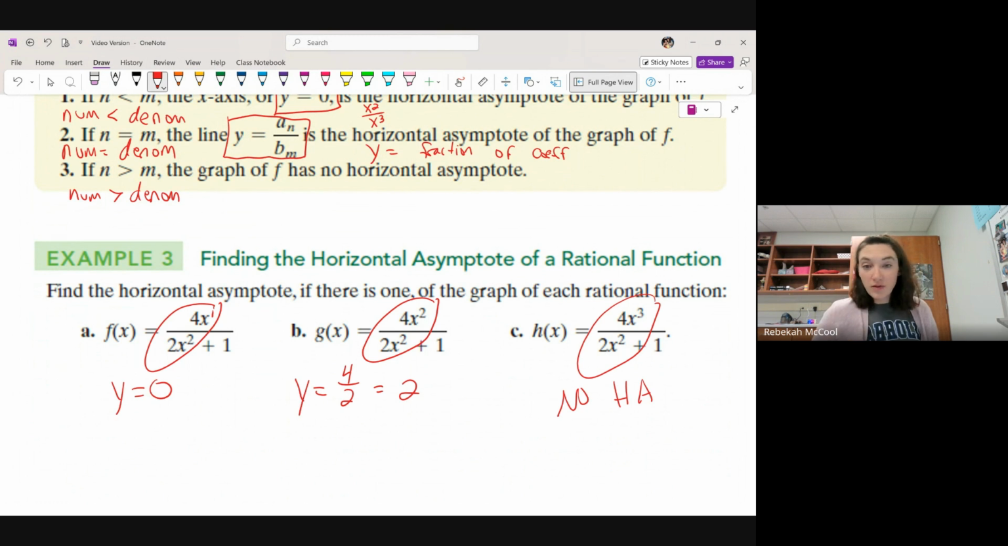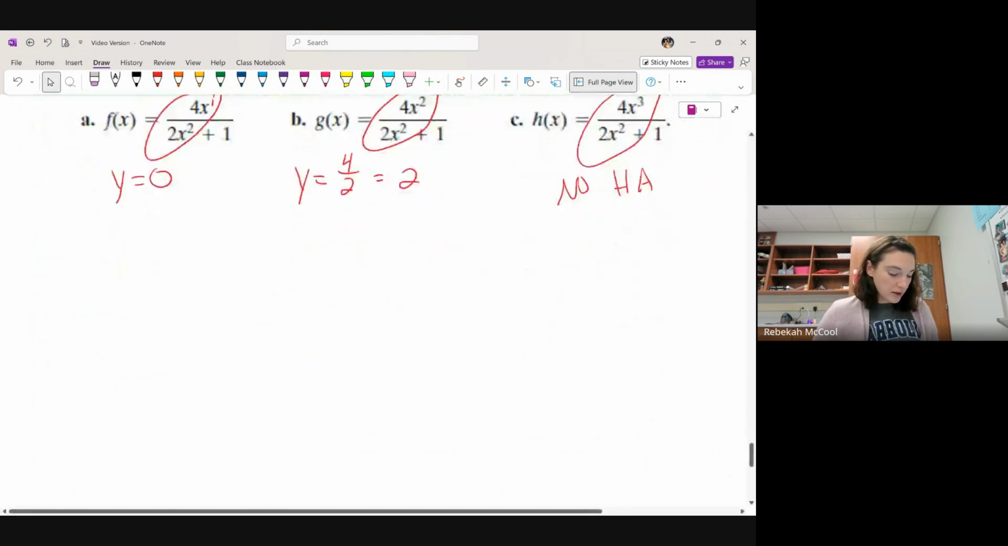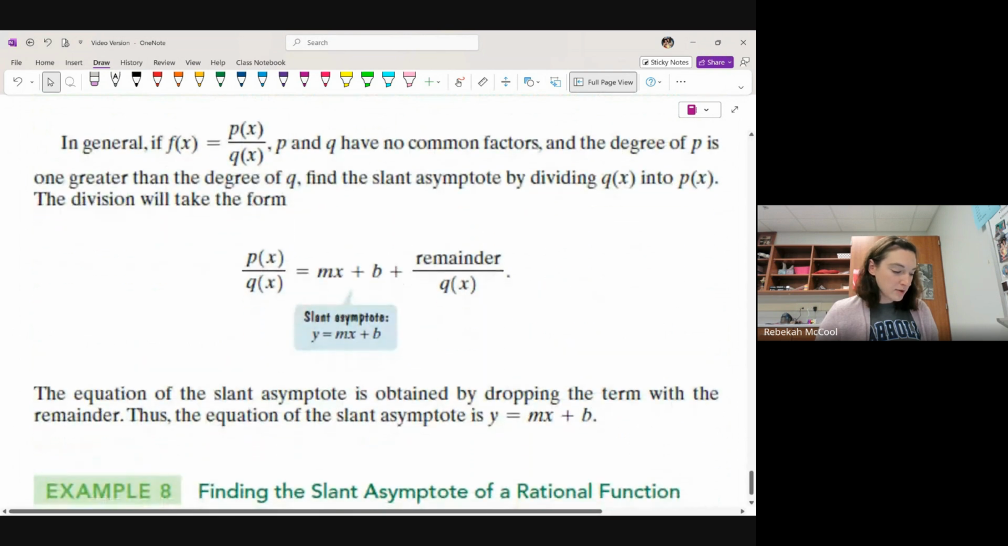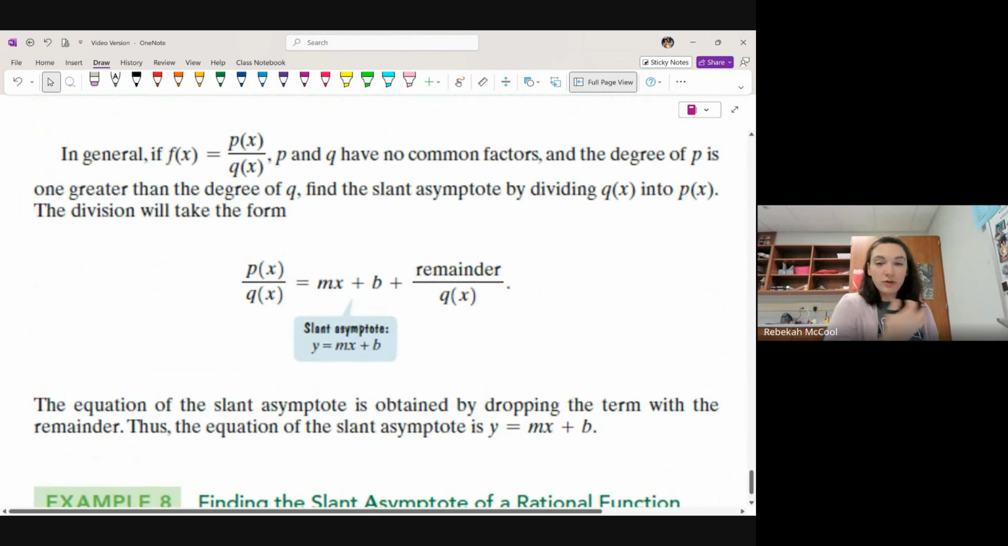What happens is if it's not horizontal, it ends up being what we call a slant asymptote. In general, if we have a rational function with no common factors, and the degree of P is 1 greater than the degree of Q, if your numerator is 1 degree bigger than your denominator, we're going to have a slant asymptote. And we can find the slant asymptote by dividing. So do a normal division. The equation of the slant asymptote is obtained by dropping the term with the remainder.